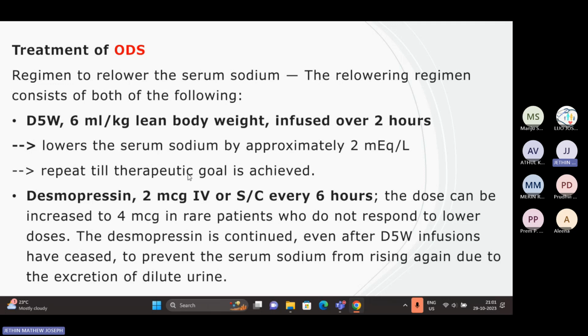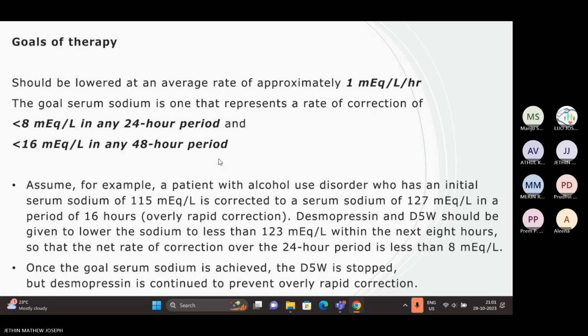I'm not going into much detail about this. Goals of therapy in ODS are less than 8 in a 24-hour period and less than 16 in a 48-hour period. So this is how much you should decrease sodium by if you're suspecting ODS and if there was overcorrection. You can use 5% dextrose and desmopressin also to prevent overly rapid correction. But I'm not sure how available desmopressin is going to be in our centers. So it is good to know, and you can read up about this later at your own time.